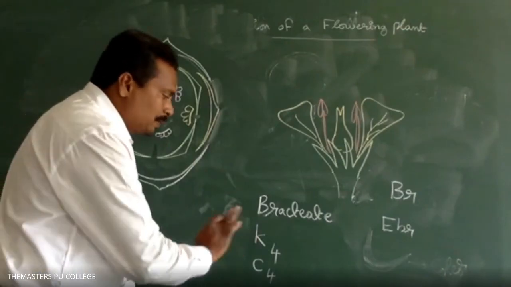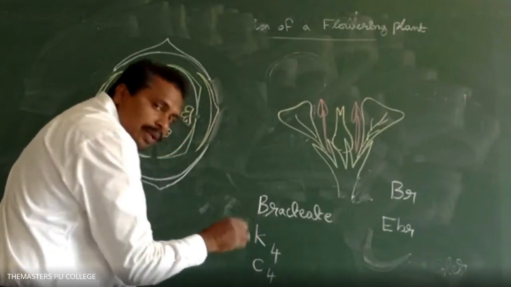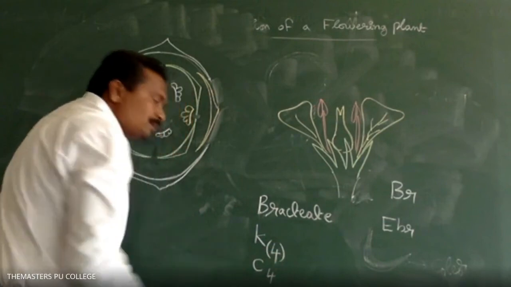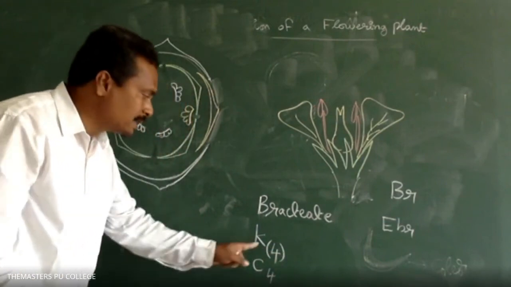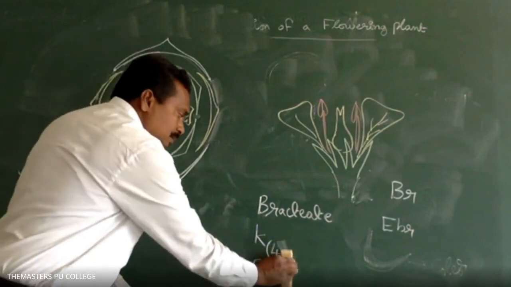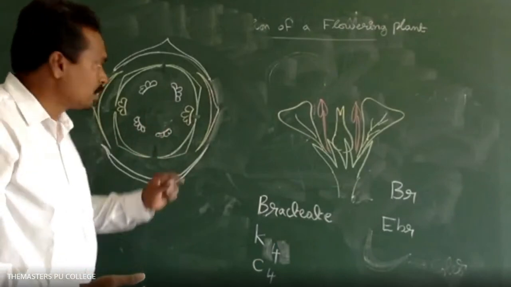If it is fused or free: fused means keep it in a bracket, and free means no bracket. The bracket indicates fusion; without a bracket means free. Understood? Later we will discuss that. First, draw the complete diagram.